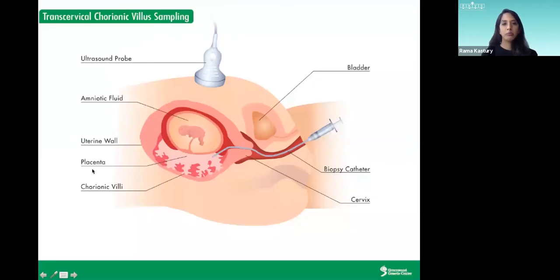So just a quick little picture of the transcervical approach for CVS. We have the ultrasound probe showing us the image, and then we have a small biopsy catheter. This is the entrance to the vaginal canal. This is your uterus. This is the baby and the pregnancy, and this is your placenta. And as you can see, we're putting a small little catheter into the placenta to get a small biopsy.